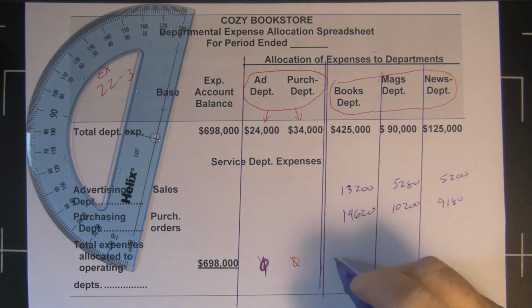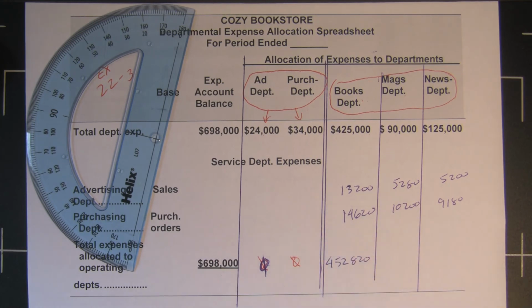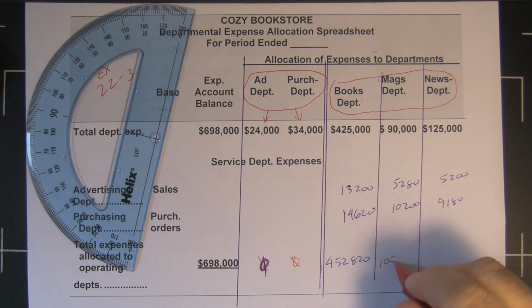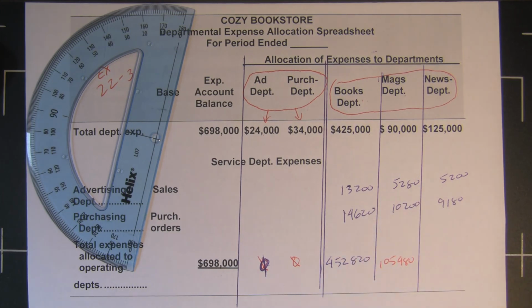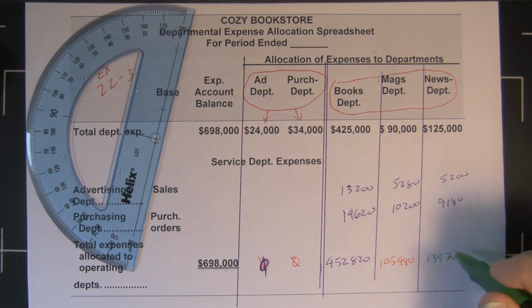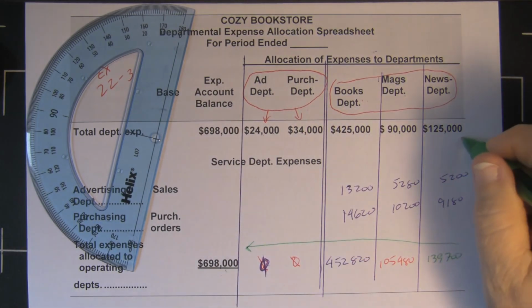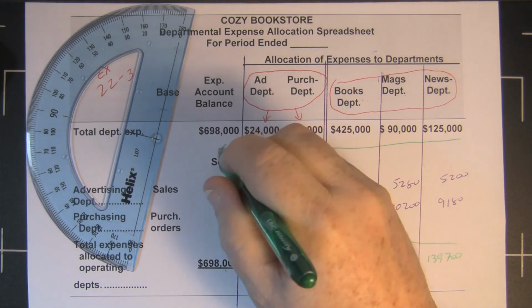So when we allocate them, that comes to 452,820 for books. Magazines, you add these together, it goes to 5,480. And newspapers, 139,700. What we have done, and if you add that up across this way, you'll see you come up with the same. So if you want to check, you can add this way, and you should get that number. And you add this way to get that number.